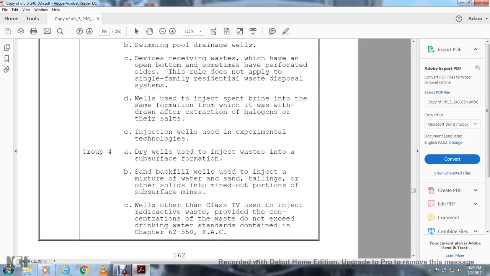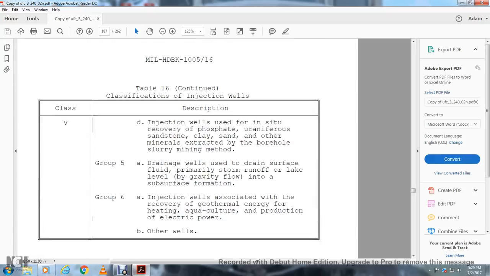Wells other than Class 4 used in conjunction with radioactive waste, provided the concentration of the waste does not exceed drinking water standards contained in Chapter 62-550 of the Florida Administrative Code. Class 5, Group 4D: injection wells used with in situ recovery of phosphate, uranium, sandstone, clay, sand, and minerals extracted by the borehole slurry mining method. Class 5, Group 5: drainage wells used to drain surface fluid, primarily storm runoff, at the lake level and gravity flow into the subsurface formation.